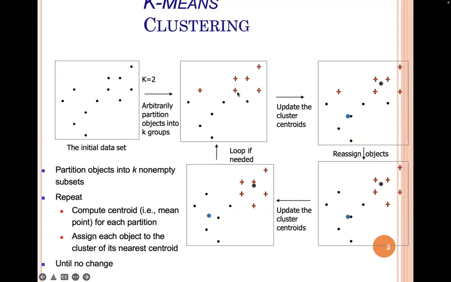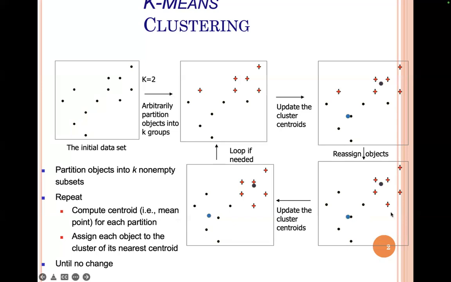to arbitrarily partition objects into K groups, right? Then update the cluster centroids like this, then reassign the objects, then update the cluster centroids. Every time we update the cluster centroids in each iteration, whenever the object assignment takes place, we compute the mean. Then if the mean value is the same as the earlier one, this means we need to stop this process.